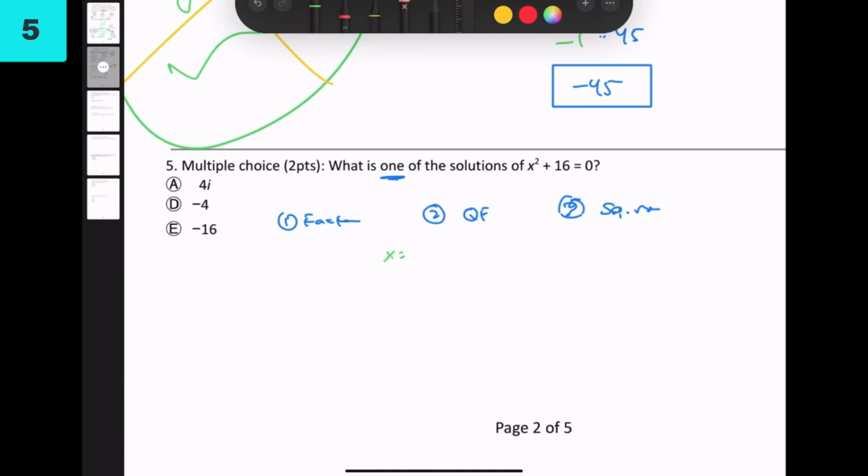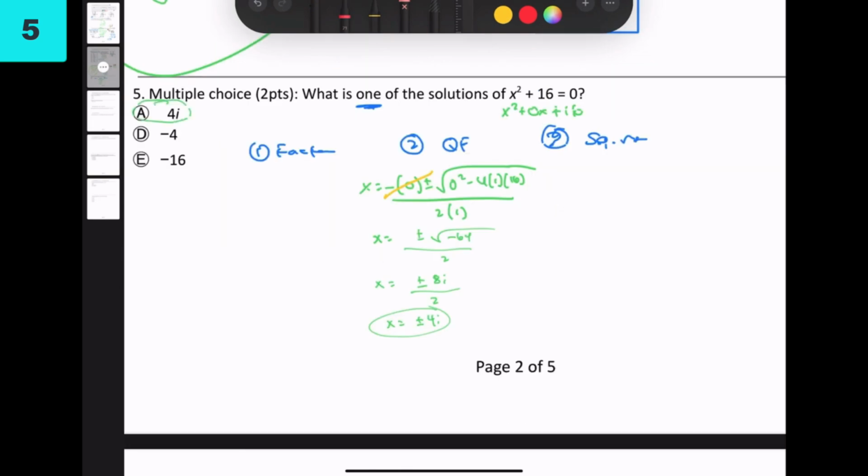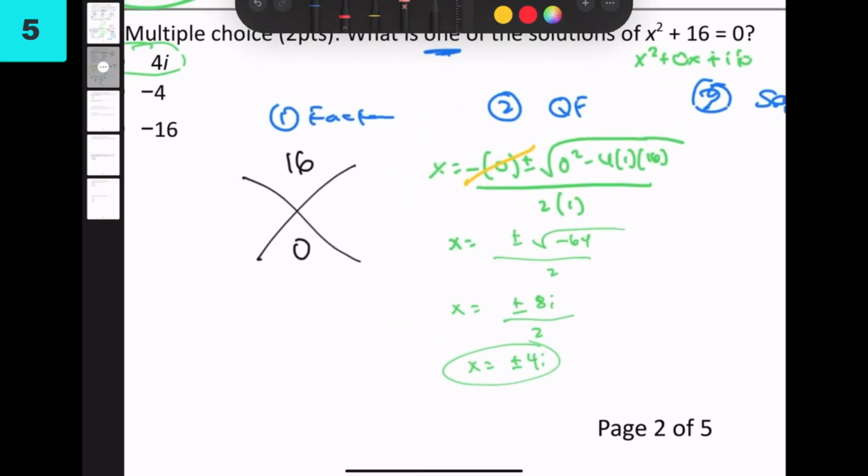So x equals negative b, so x squared plus 0x plus 16. Your b value is 0. If you chose this by factoring, same thing. A times c is 16, my b value is 0. We haven't really done this, but it is possible. Two numbers that multiply to be 16 and add to be 0 would be 4i and negative 4i. Negative times a positive is negative.